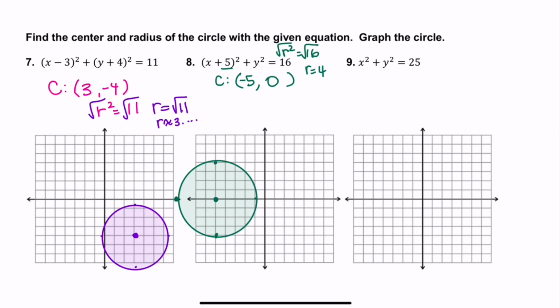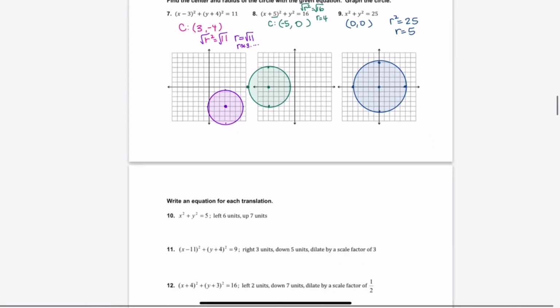Now number 9, it doesn't have any plus or minus numbers on either the x or the y, so it's going to start at 0, 0. My radius squared is 25, so my radius is going to be 5. Start at 0, 0, and I'm going to go 5 up, down, left, and right. I'm going to connect those in a smooth curve, and do the best you can to get a circle out of that. And that would be our equation of that circle.